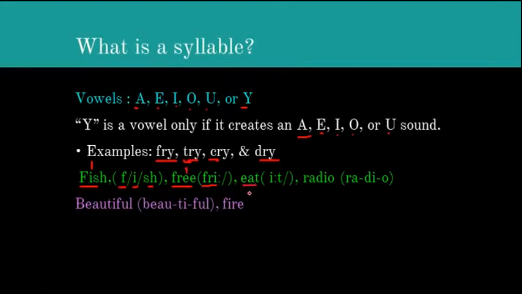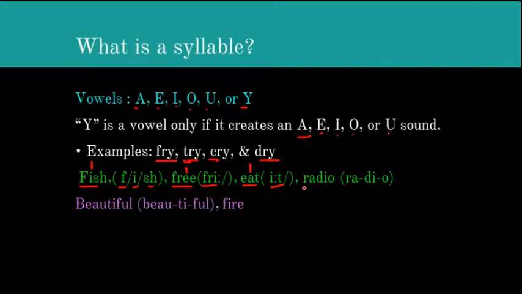Eat. In this word, we have two vowels, E and A, next to each other. But if you break down eat, it will be like this. So eat is a one syllable word.